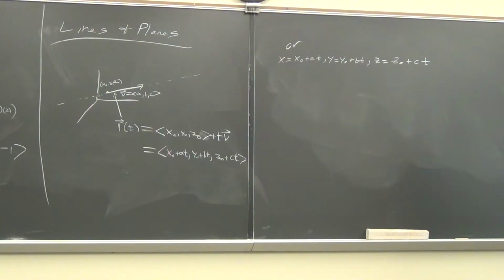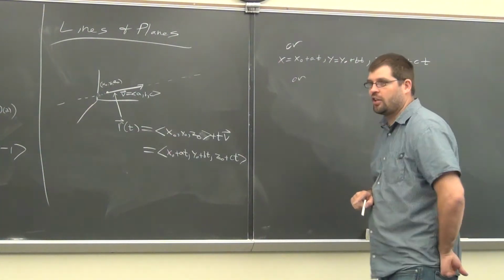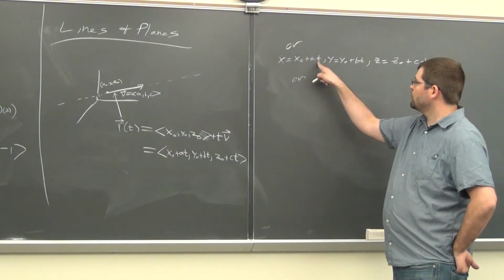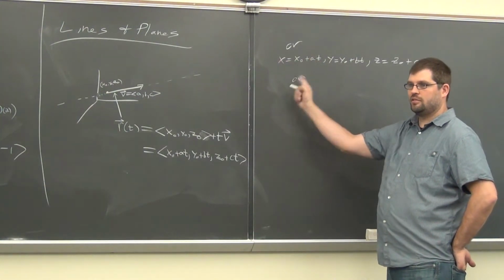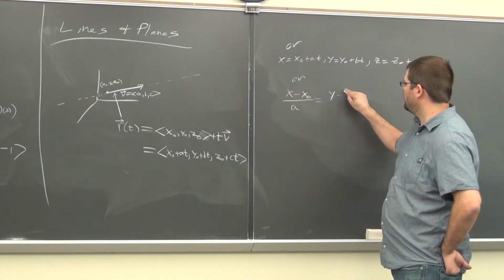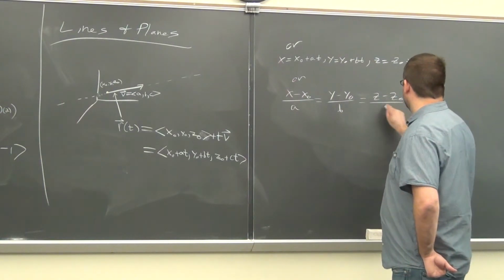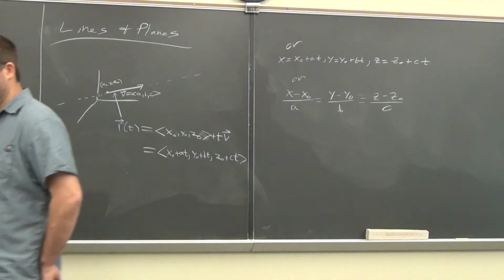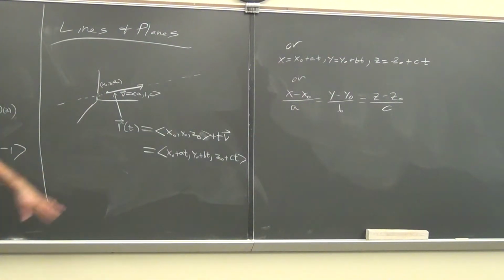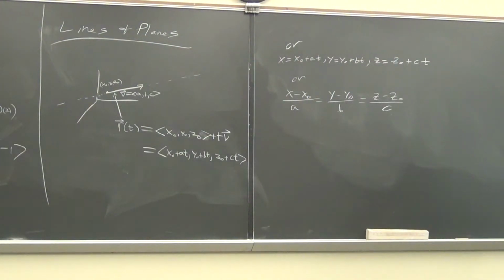And every once in a while you'll see what we call the symmetric equation of a line, which is just the equation you get if you solve for t. If you solve the first one for t, you get (x minus x naught) over a. Solve the second one, you get (y minus y naught) over b, and (z minus z naught) over c. I'm not going to intentionally give you many where that's the form of the line, but you should be familiar with it because it does show up every once in a while. Okay. Questions so far?